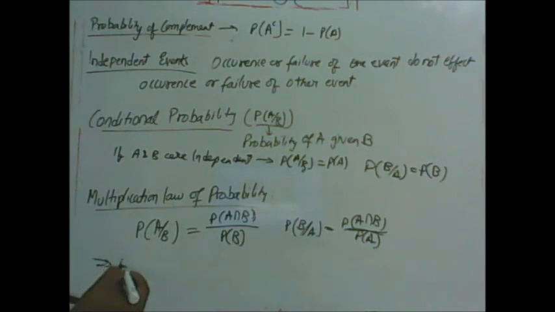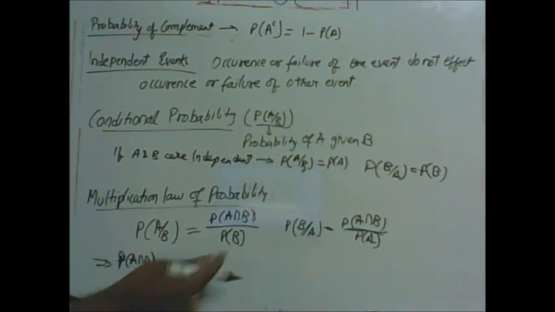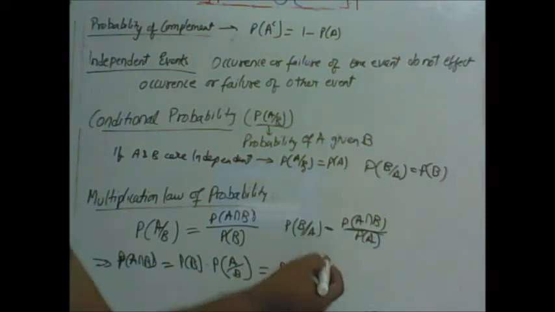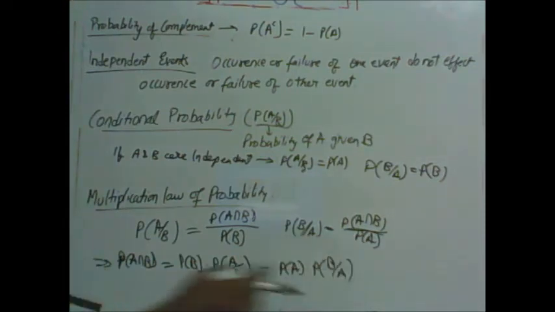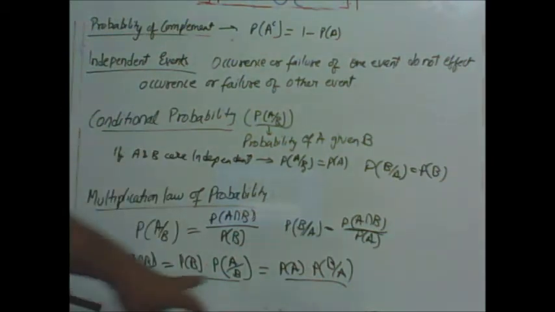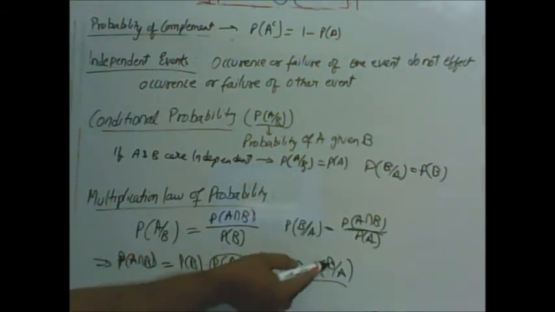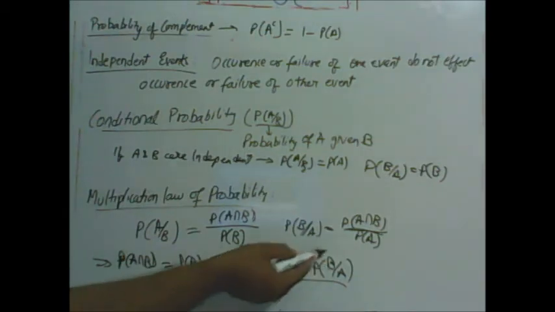From this we can write the probability of A intersection B, both A and B occurring, equals P of B into P of A given B, or P of A into the probability of B given A. So among these, either formula can be used for P of A intersection B. In the special case that A and B are independent, P of A by B will become P of A, so P of B into P of A. Again P of B by A will become P of B, so P of A into P of B.